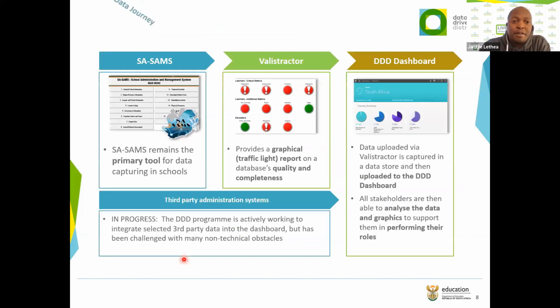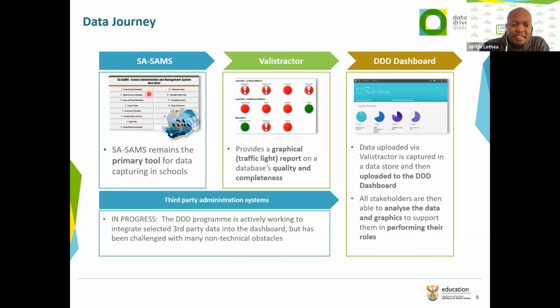Now, moving right along, we are now going to look at the data journey. So this is our data journey, how the data is moved, or where it starts to be captured or to exist, and then how it ends on the dashboard. So it starts here with SASMs, which is our primary source of data. Everything that is happening at the school is captured on this program, which is called SASMs.